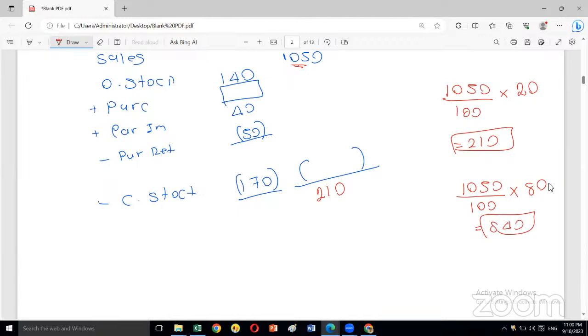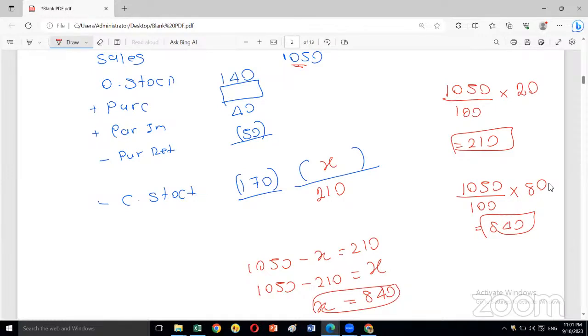Another way is there. You can put x here and you can solve the equation. You know very well, this 1050 minus x should be equal to 210. Now I want to find the x. X positive or negative? Negative. If it is negative, change it to a positive value. So 1050 plus 210, if I take before equal, minus 210; equal, minus x, if I take after equal, plus x. So x is equal to 840. So there are two methods. Either you can use this or you can use this.